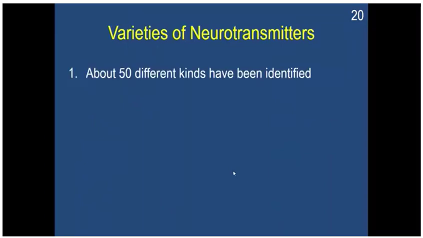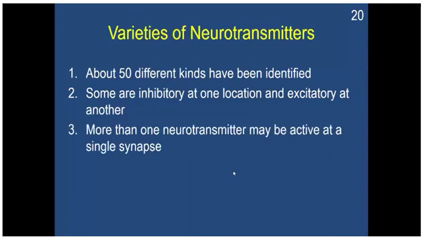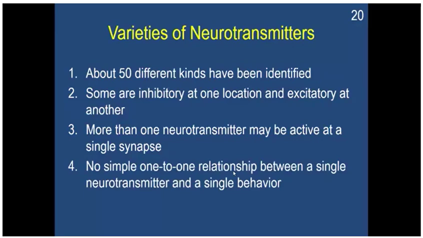So there are a variety of different neurotransmitters. There's upwards of 50 that have been identified. Some can be inhibitory in one location, excitatory in another. I kind of mentioned that earlier. There can be more than one neurotransmitter at a single synapse. There's no one-to-one relationship between a neurotransmitter and a single behavior. No matter how much you read about or watch movies and they tell you that this neurotransmitter creates this behavior, or a belief that depression is related to not enough serotonin. Not that simple. Never has been, never will be.